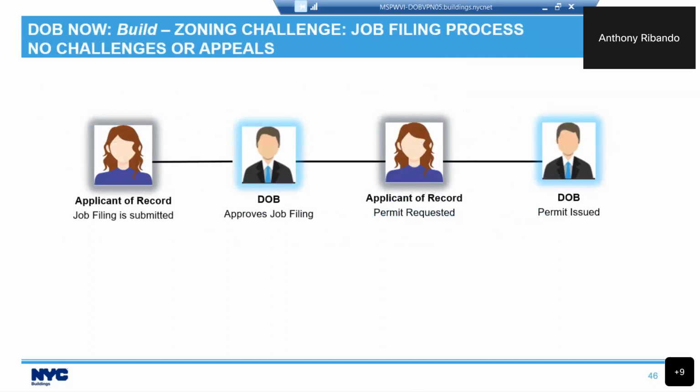Now, here's the workflow for the job filing process that has no challenges or appeals. As you can see, it's a very simple process. First, the applicant of record would submit the job filing. The next step would be the DOB would approve it. The applicant of record will request a permit, and the DOB will issue that permit.